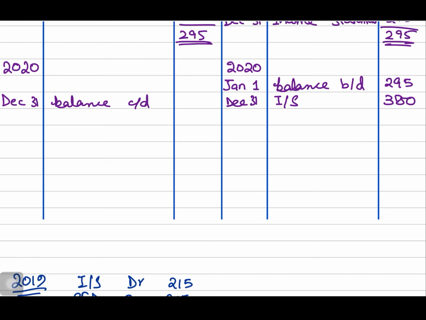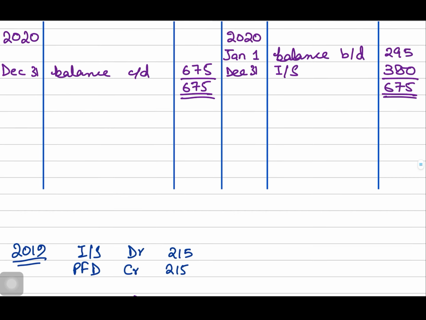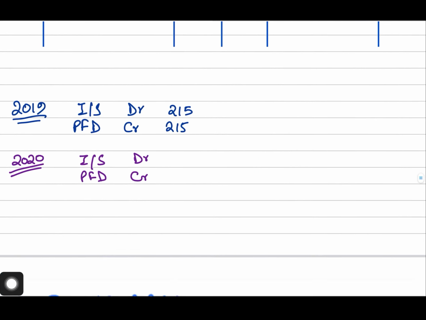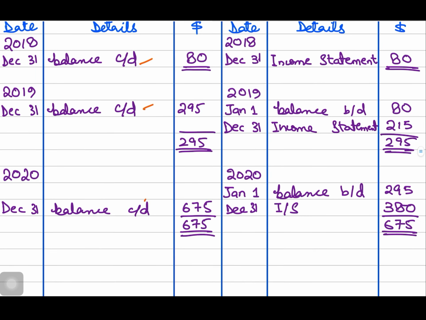This means that my accumulated depreciation will be 380 plus 295, and that will be 675. What will be the double entry for year 2020? Income statement debit, provision for depreciation credit, with value 675 or 380? 380 only. Why 380? Only current year depreciation goes in your income statement. The accumulated depreciation will go in your statement of financial position.